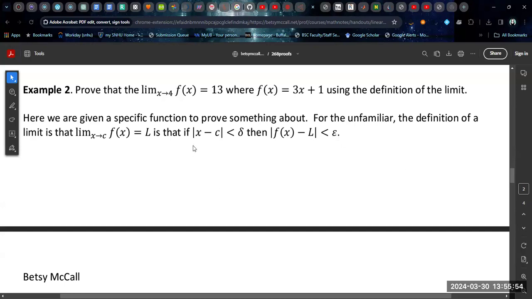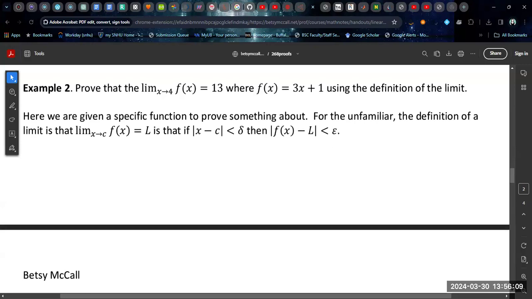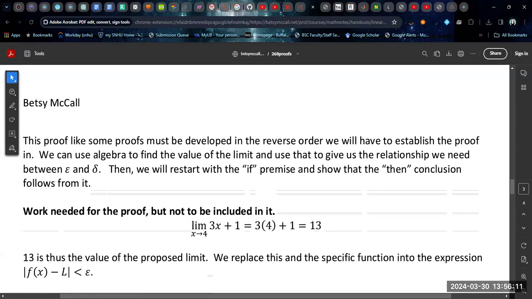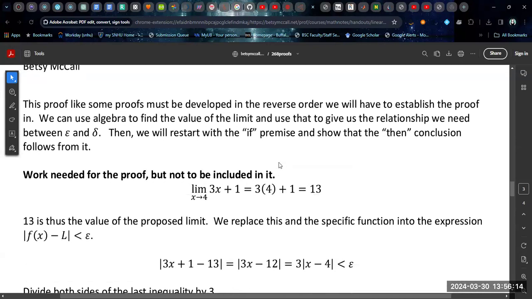So basically this says as x gets really close to c, then the difference between the function value and the limit will also be very small. Now, in this case, this is going to be one of those examples that we encounter where sometimes we have to do the work in one order and then establish the proof in a different order. So this happens actually far more frequently than you might imagine.